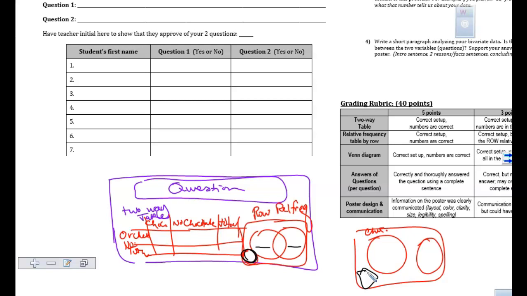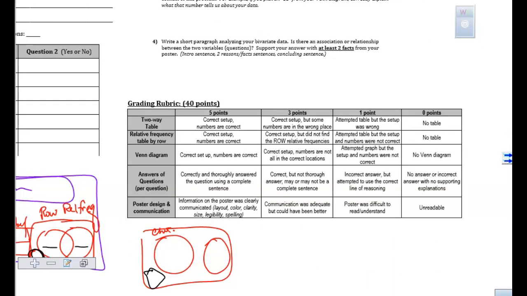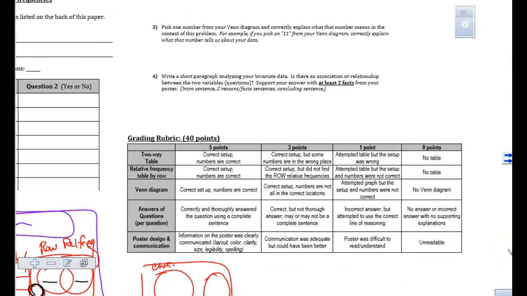So I want to take a look at the rubric. So on the back, if you turn to the back, you're going to have these questions. My guess is you can't do these questions until you've done the interview and made the two-way table, relative frequency, and the next part. So the two-way table, you correctly set it up for 5 points. Relative frequency, correctly set it up. You can see what 3, 1, and 0 points are. The Venn diagram, you correctly set it up. Answer the question. So each question is going to be 5 points, right? So we have question 1, 2, 3, and 4.